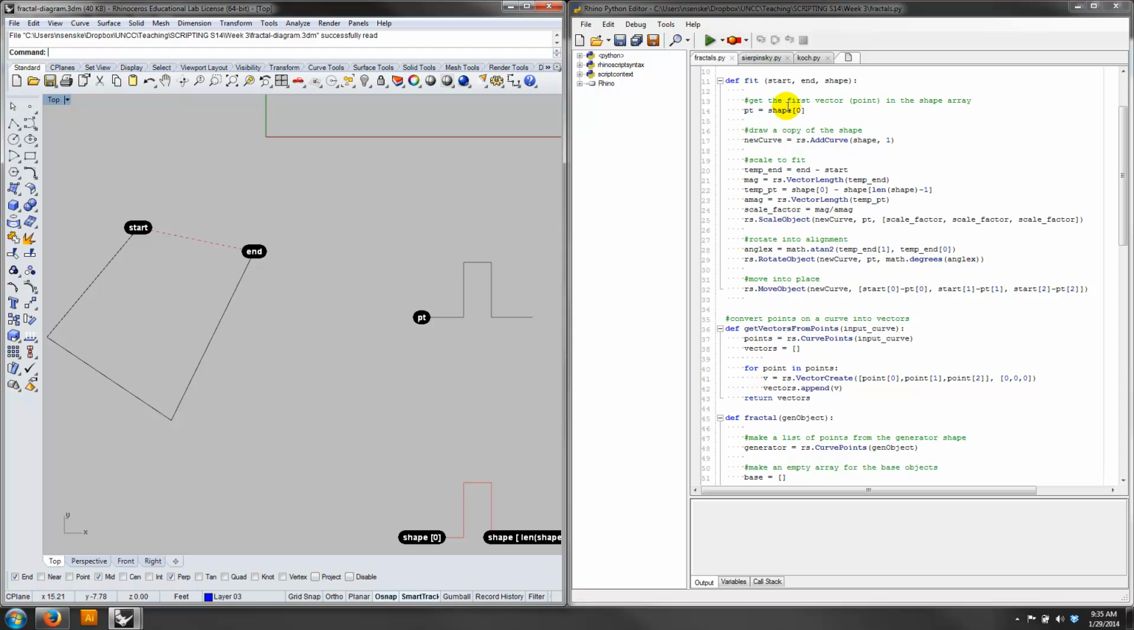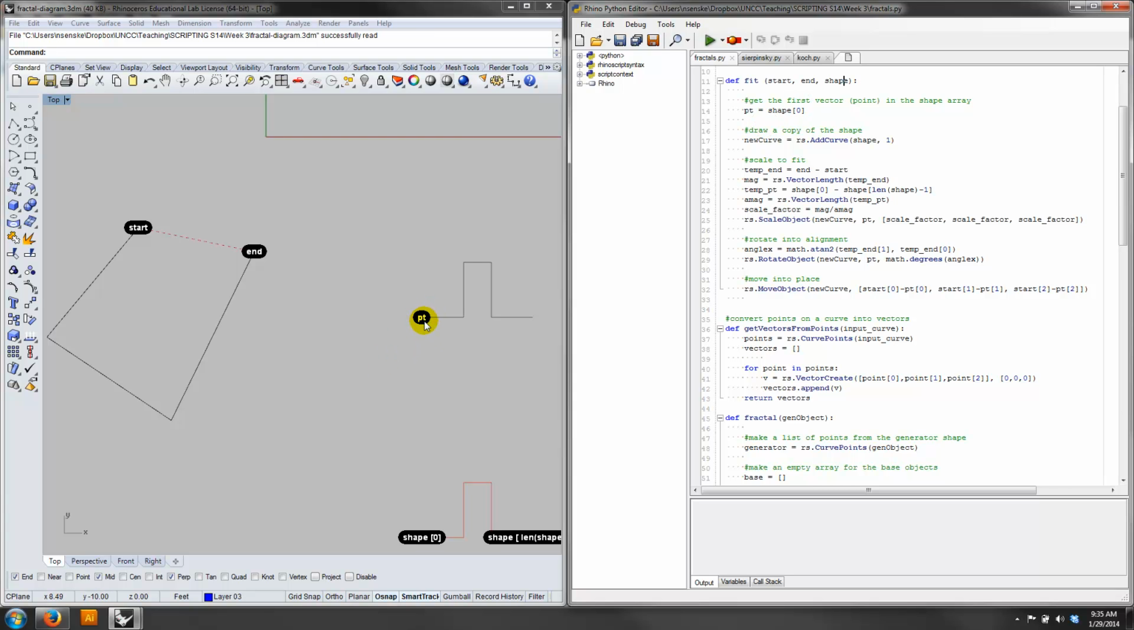So fit starts off, you have a start and an end and a shape, and basically you give it 2 points that are the start and the end of some segment, and part of fractal is what's going to give that to us, and then shape is basically your generator shape as a list of vectors. But in this case, they're basically points. But having them as vectors allows us to do some mathematical operations on them. So you're going to get the first point or vector in the array, and that's a point here.